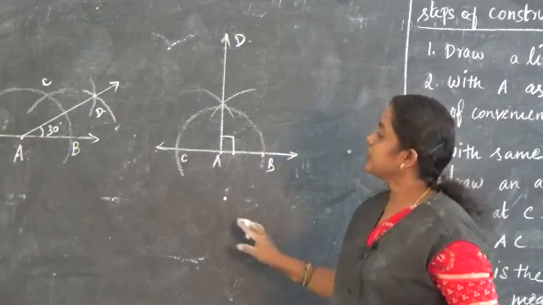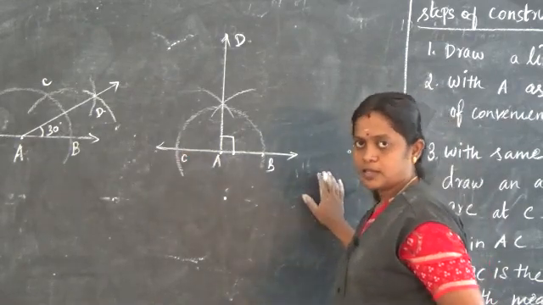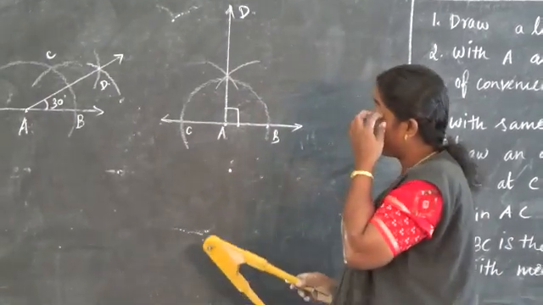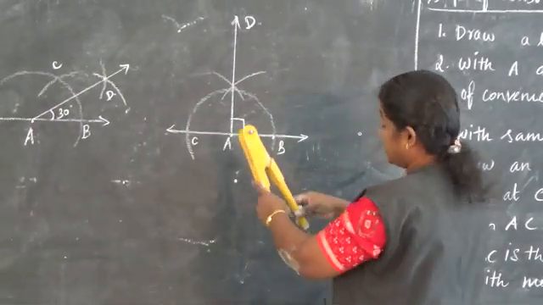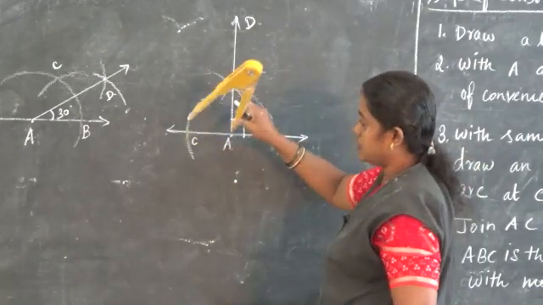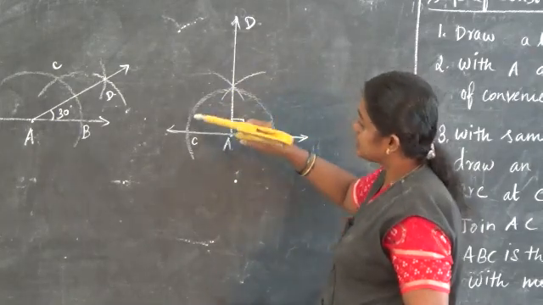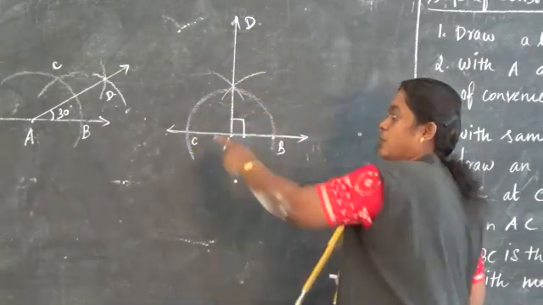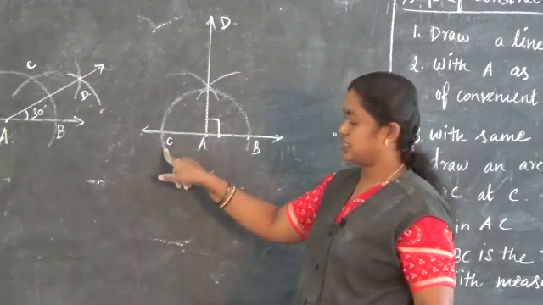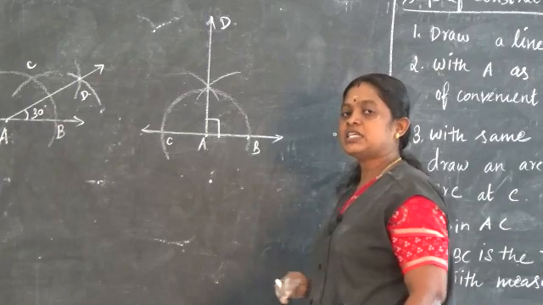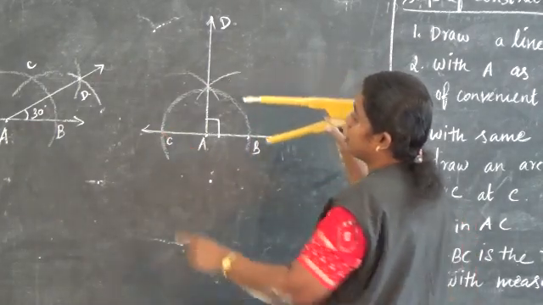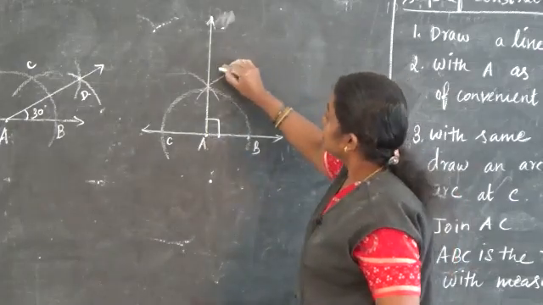Once again I am explaining. Draw a line, mark a point A on it, take your compass without changing any measure, take any convenient radius, A as a center, draw the full arc or a semicircle. It cuts the line at 2 points, one is B, that side also C. You should not change any measurement. B as a center, C as a center, likewise you draw the arcs, it cuts at D.